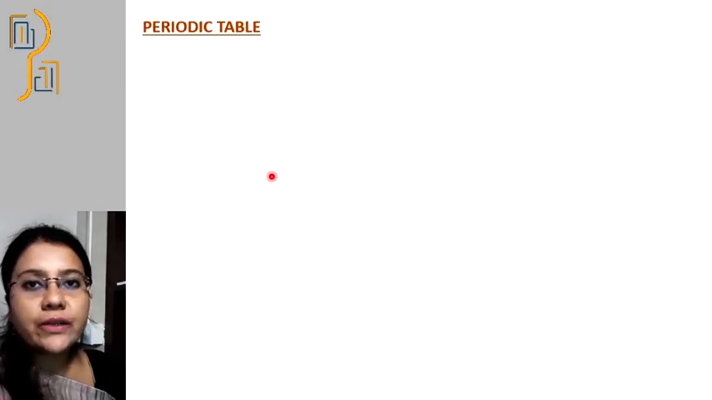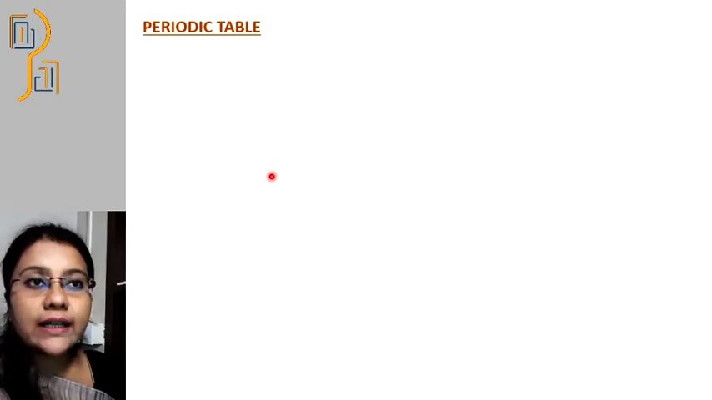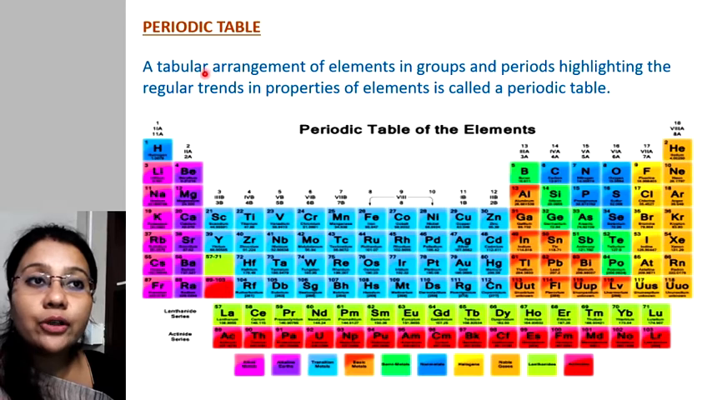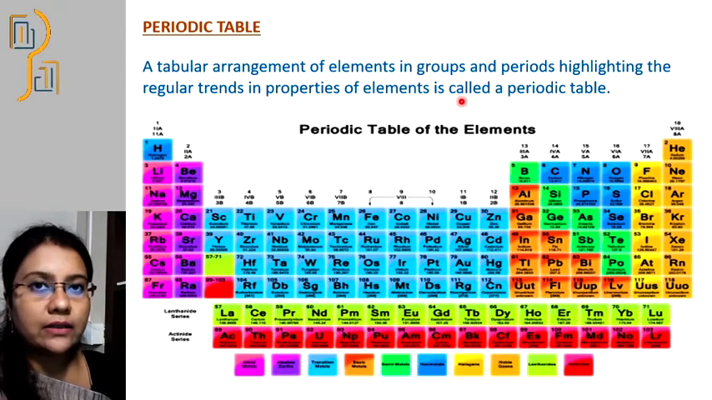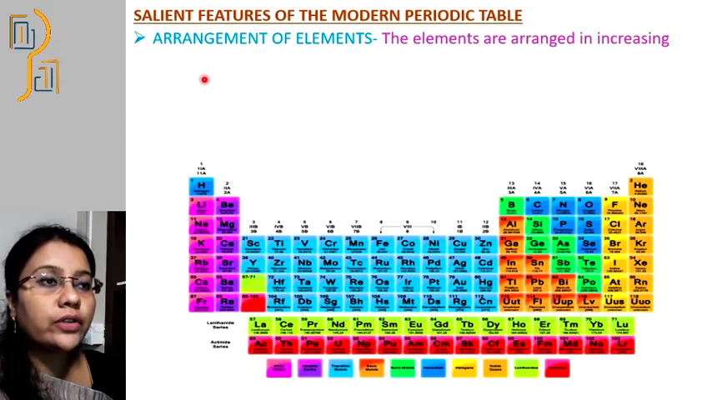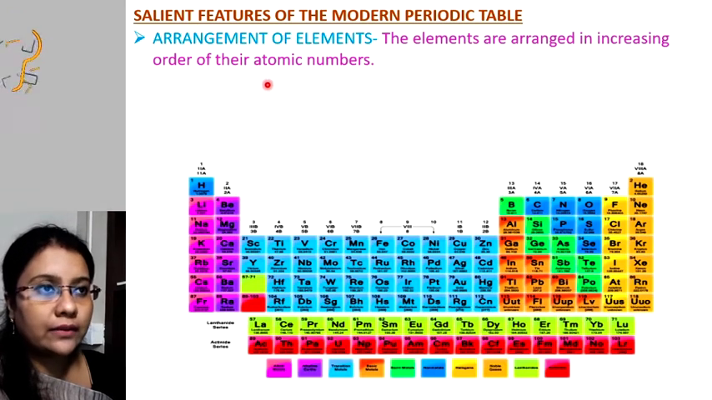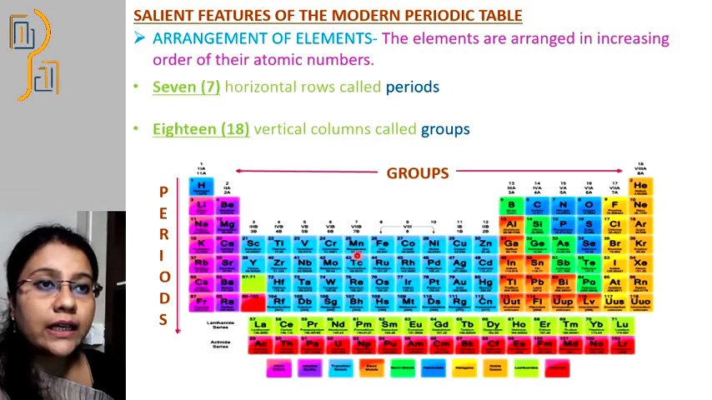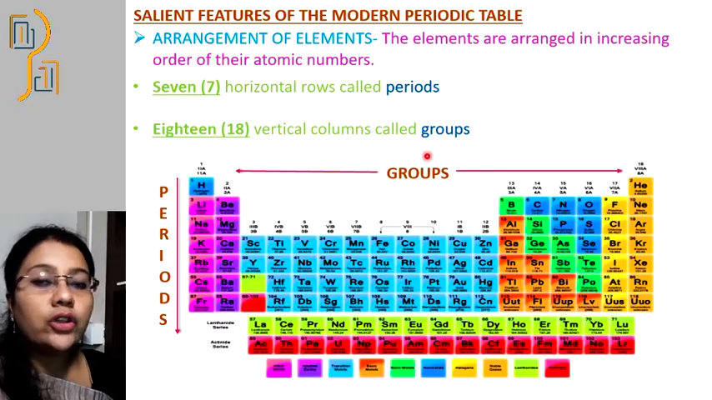Today, we will cover the salient features of the modern periodic table. In our previous episode, we got an idea about the history of the periodic table. So we can say the periodic table is a tabular arrangement of elements in groups and periods highlighting the regular trends in properties of elements. Here, the elements are arranged according to their atomic numbers and not according to their atomic weights. In this case, you can see there are 7 horizontal rows called periods, whereas there are 18 vertical columns called groups.